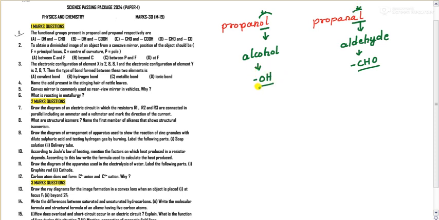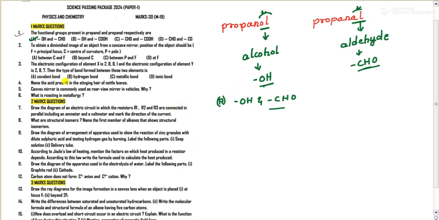So here the options are OH and CHO. It's there in option A itself. So our answer is option number A, OH and CHO. Got it, guys? Are you getting it? Yes, sir. Okay.